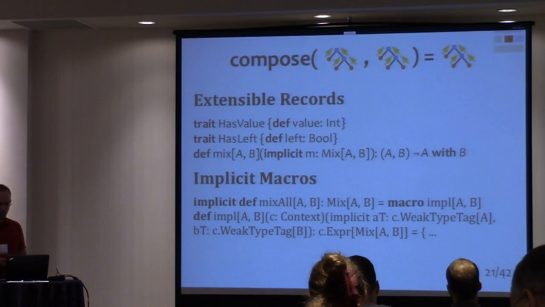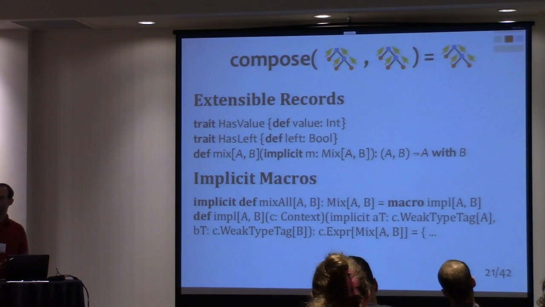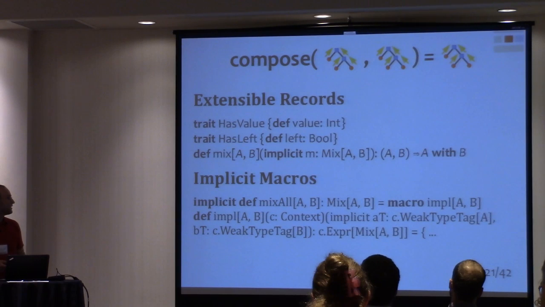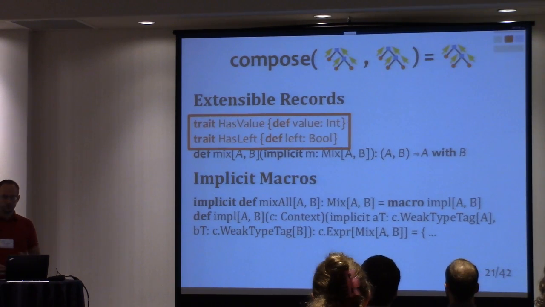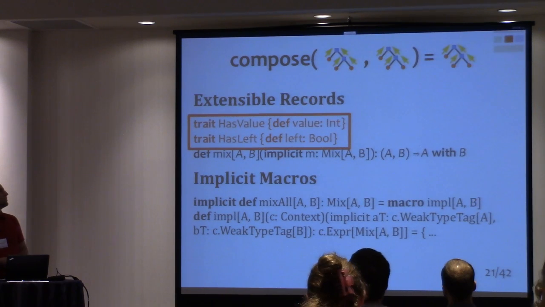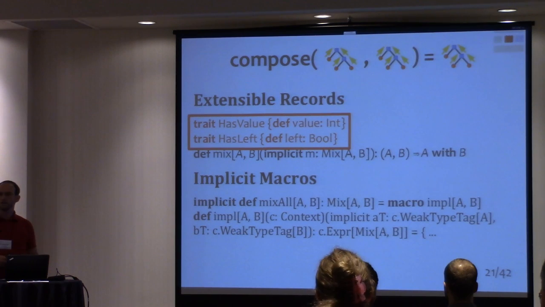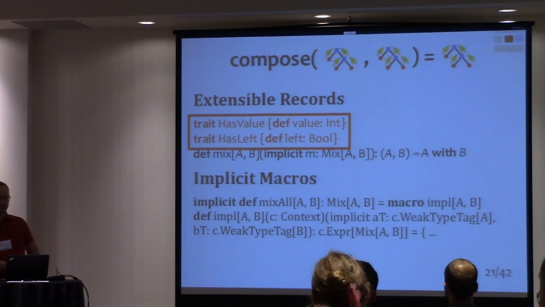Okay, so how does that work? First, we need a bit of stuff because it's not provided by Scala. In order to implement composition, we need better intersection types, essentially, because we would like to merge information computed by different attributes. So we have these little traits that just have one method, which are our interfaces for the attributes. So HasValue is the interface for something that supports a value attribute, and HasLeft is the interface for something that supports a left attribute.